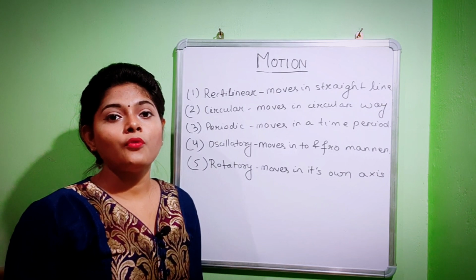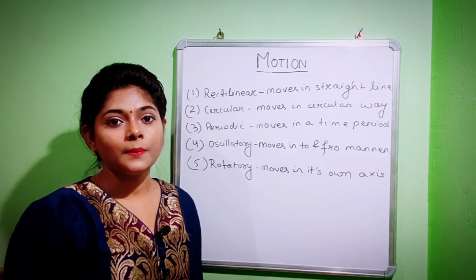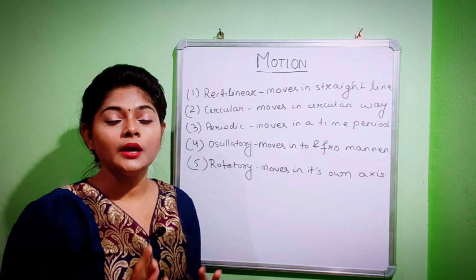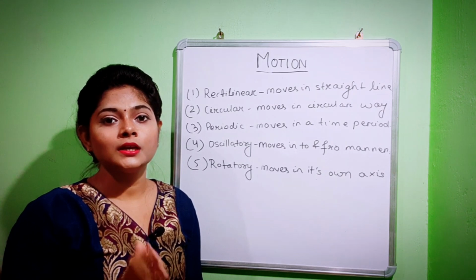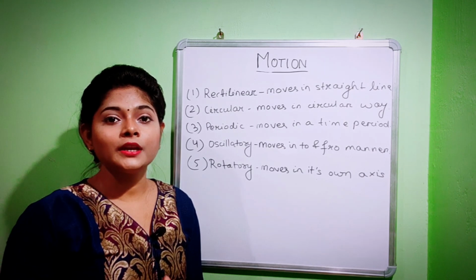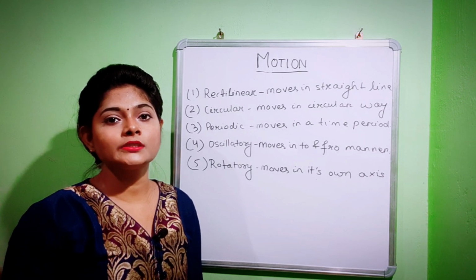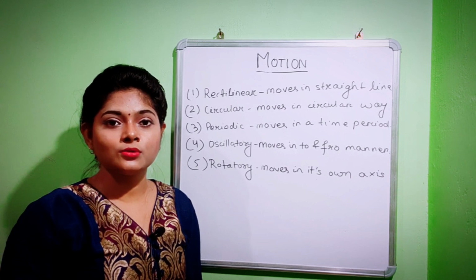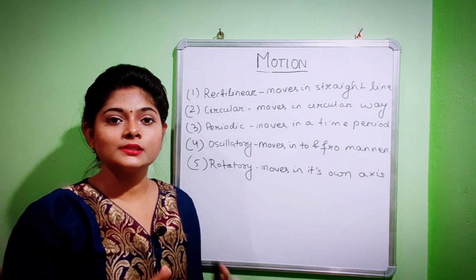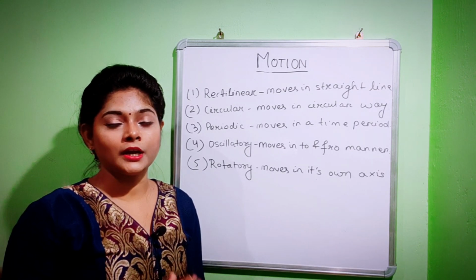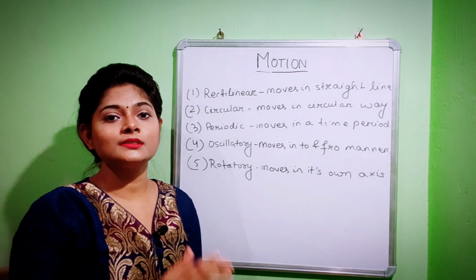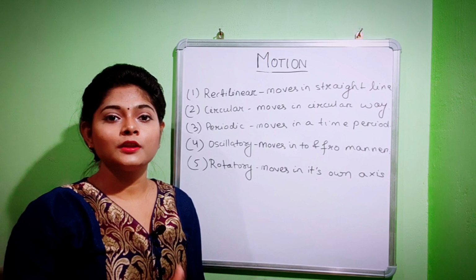Now we will know what is reference point. Suppose we say Ram is 9 kilometers away from school, or Ram will take 5 minutes to reach the school. So here the school is the reference point. We referred to the school to know how much time Ram will take to reach the school, or how much distance he is away from the school. So what is reference point? A fixed point, a fixed place with respect to which any object changes its position is known as reference point.